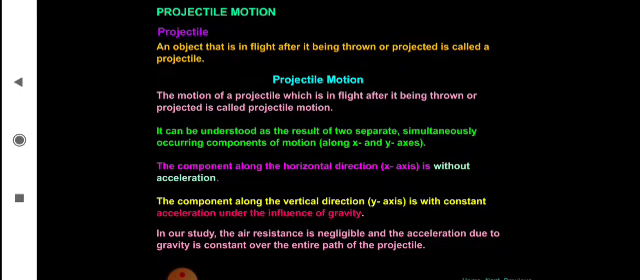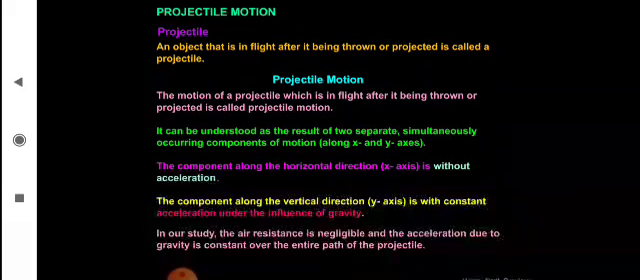Can you give an example for projectile motion? Yes, we can. A javelin thrown is an example of projectile motion. Or, as we are using a mobile, when we play the Angry Birds game on the mobile, that is also an application of projectile motion.